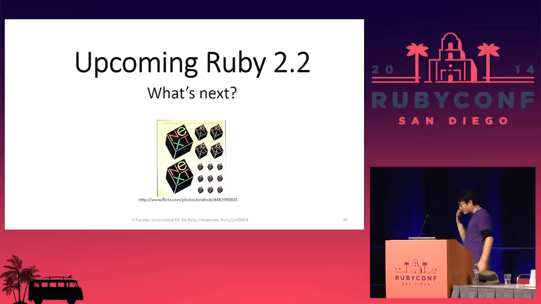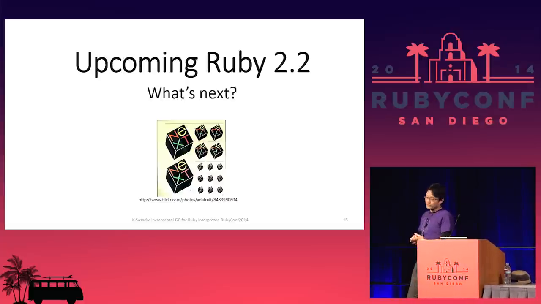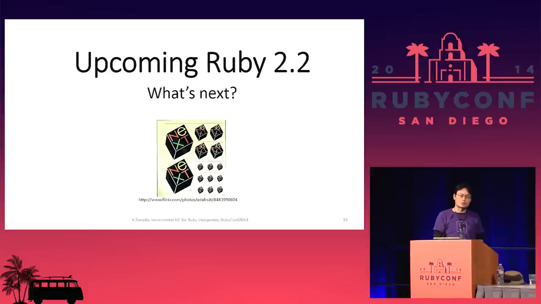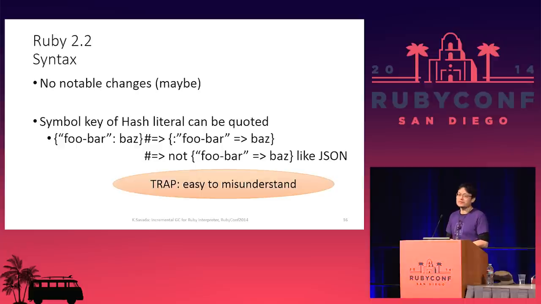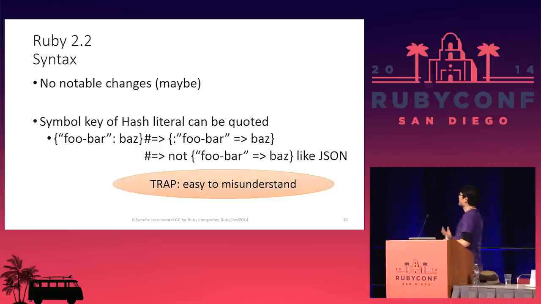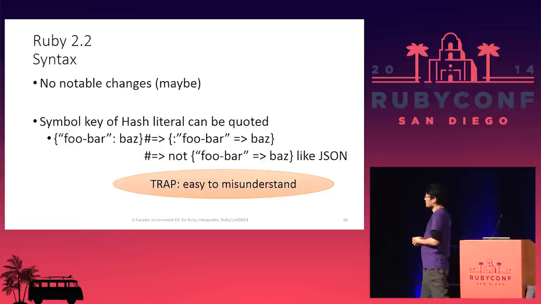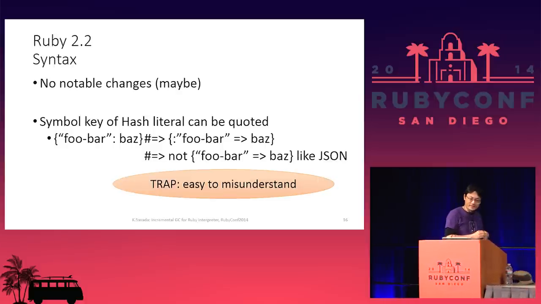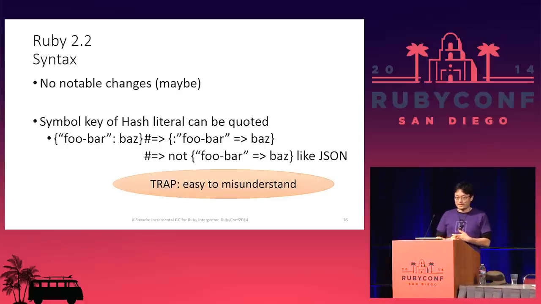Before introducing incremental garbage collection, I want to introduce the upcoming Ruby 2.2. On syntax, there are no notable changes, but there is one change to the symbol syntax. From Ruby 2.2 we can write this style of hash literal, and it means a symbol to something. So it is not a string to the value literal.